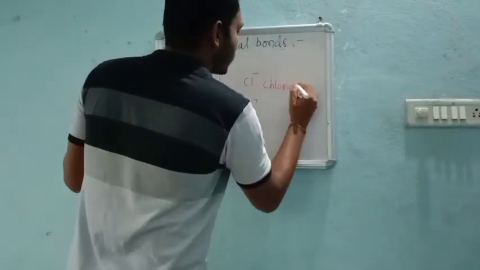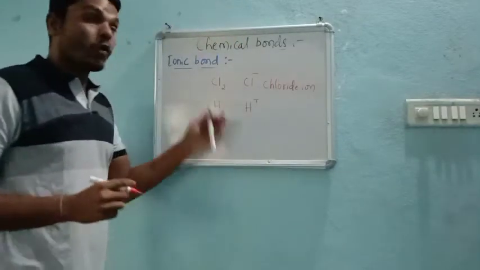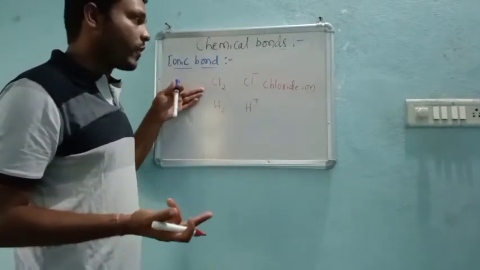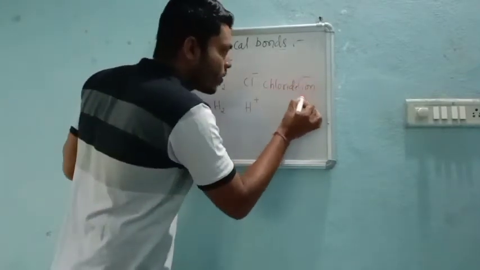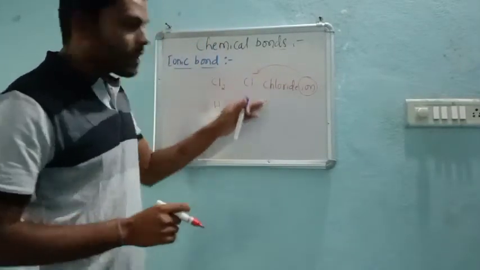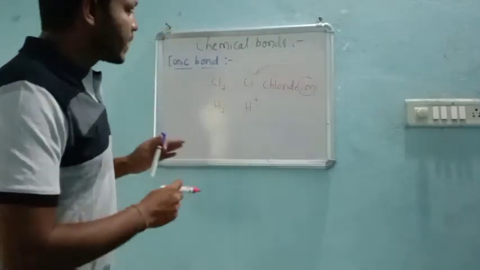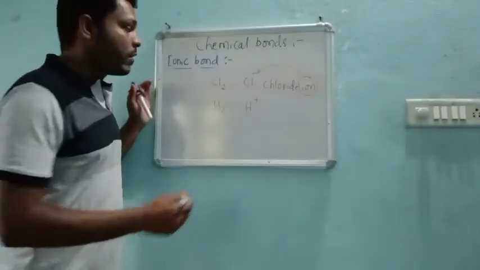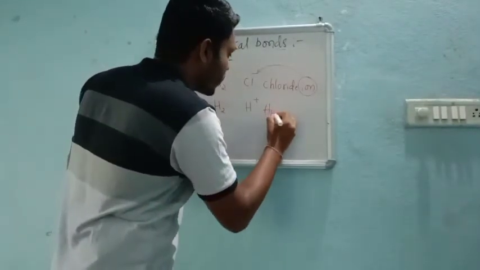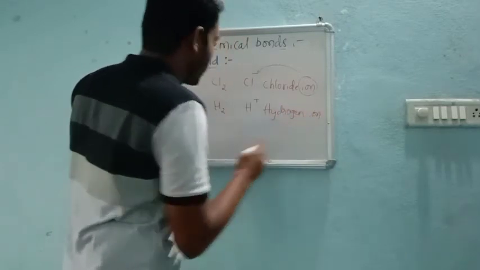Chloride ion. Right? Chloride ion. And for this chlorine molecule, see the difference. When I am using ion, there is a charge, right? If there is a charge on the element, then only you can call that element an ion, or proton ion, or hydrogen ion. You can say like this, hydrogen ion.